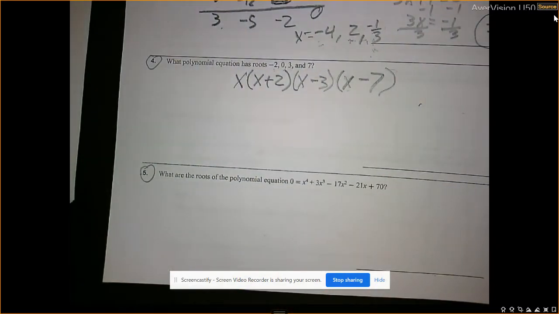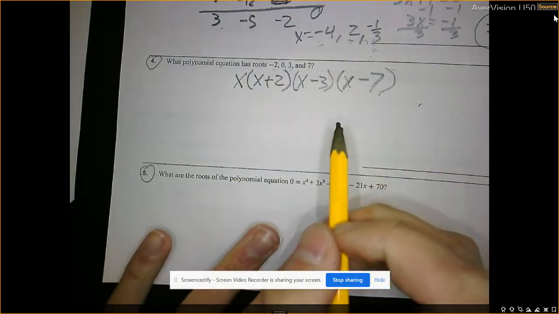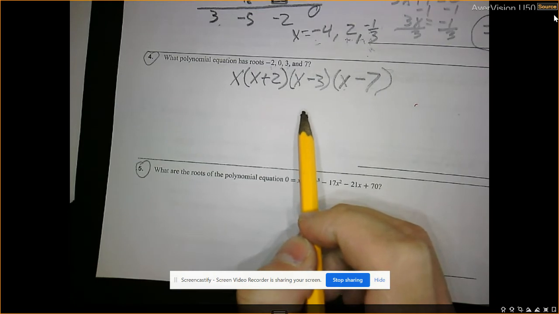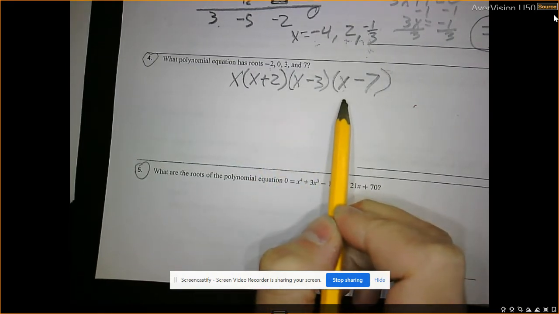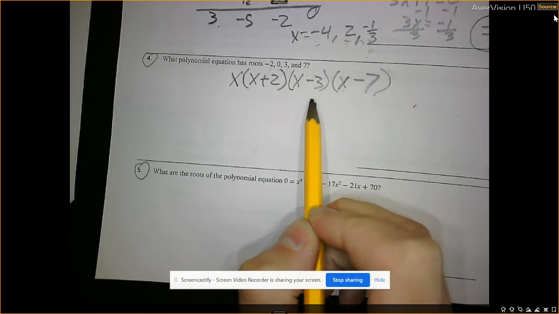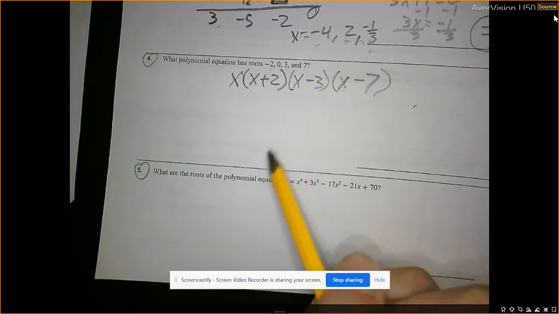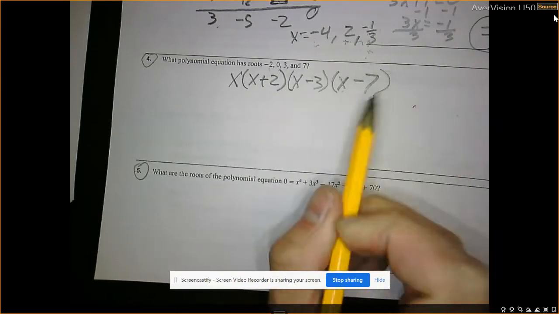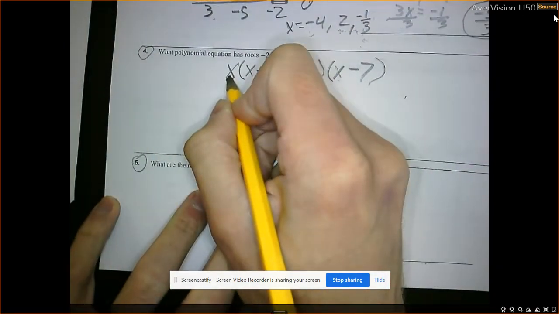And now from here, I need to multiply this out, because the way that it gives you this test question on your test, I think it's a multiple choice, and it gives you all of them in standard form. So they're not in this form. You need to multiply it out to get it into standard form. So here's what I mean.